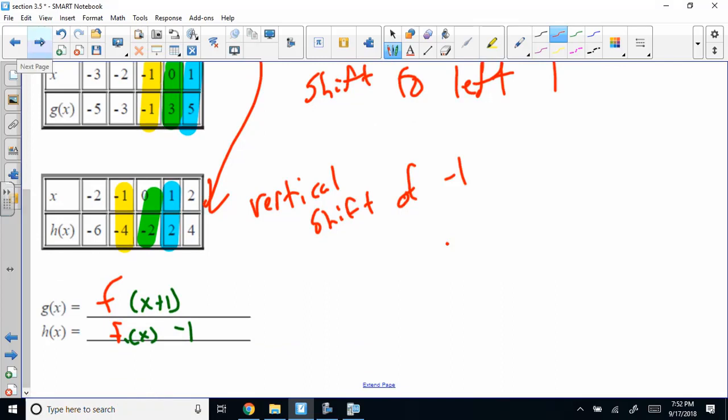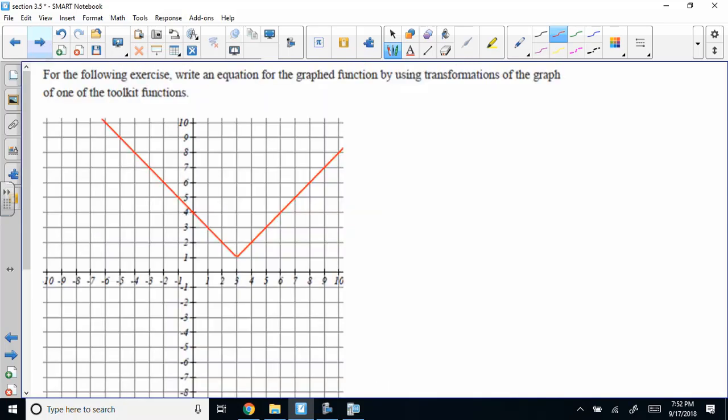Now here's where the fun part happens. This is just f of x equals absolute value of x, right? And it's been shifted. So write an equation for the graph function by using transformations of the graph of one of the toolkits, right? We don't have the toolkits, but that's an absolute value function, right? Now, normally, this would do this, right? Let me change colors. And then let me do this.